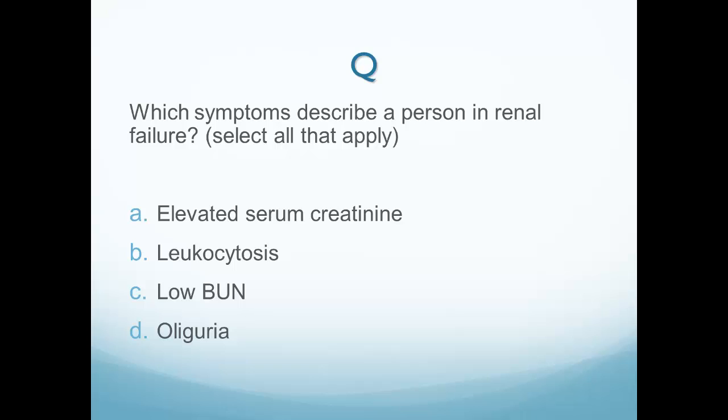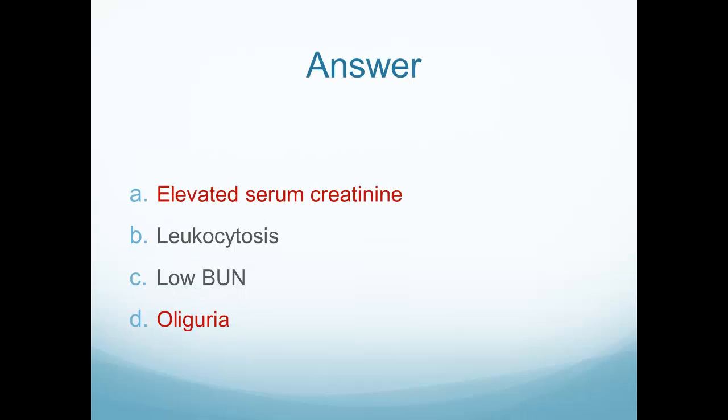Now select all of these that apply. Okay, now if you said an elevated serum creatinine and oliguria, you'd be correct. Leukocytosis does not necessarily occur in patients who have renal dysfunction, and definitely not a low BUN. Instead, what we would see is a high BUN in our patients who have renal dysfunction.